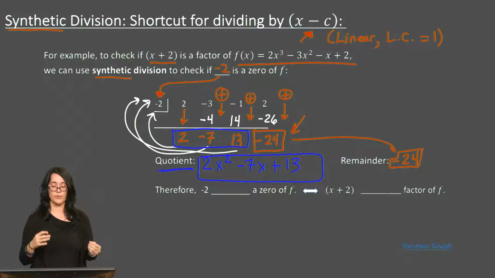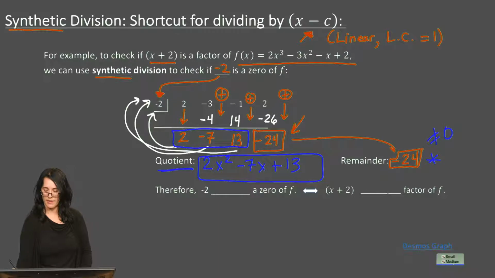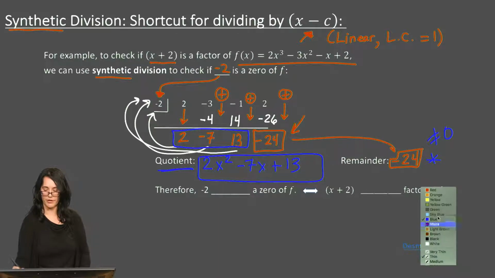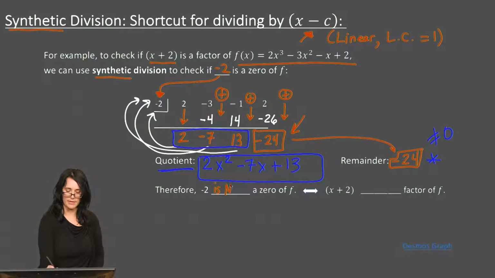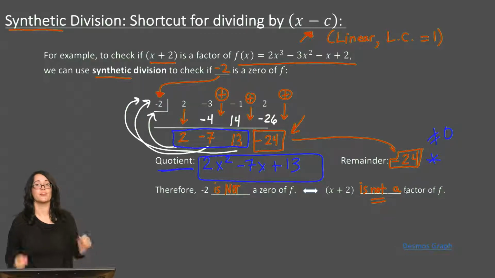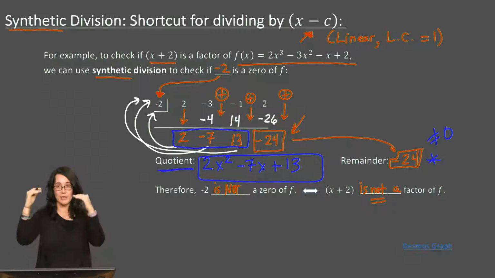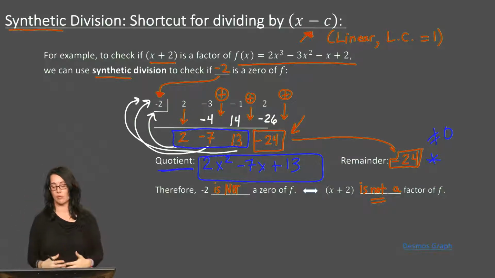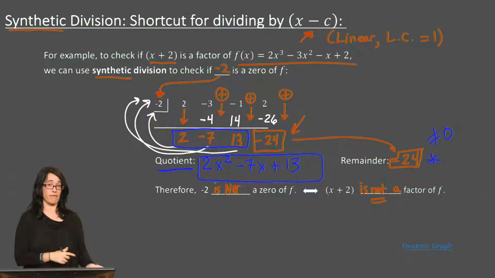So for us, the real thing that we've discovered using this long division is because the remainder is non-zero, it's not equal to 0, that means that negative 2 is not a 0 of our function. So negative 2 is not a 0 of our function. Similarly, by the factor theorem, it goes both ways, x plus 2 is not a factor. Okay, it's not a factor of our function. So by using synthetic division in a much cleaner and quicker way, I was able to determine whether or not I had a 0, which meant whether or not I had a factor.